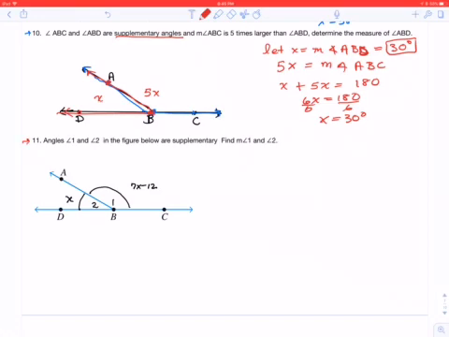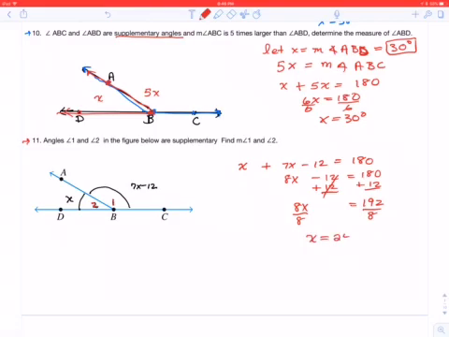For number 11, angles 1 and 2 in the figure are supplementary. So what we know about those two angles then is that the sum, because they're supplementary, has to add up to 180. So I'll collect like terms. I have 8x minus 12 equals 180. Subtract 12 from both sides. I get 8x equals 192. Divide both sides by 8, I get x equals 24.